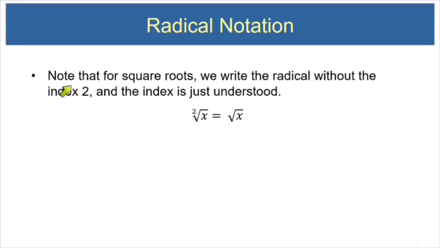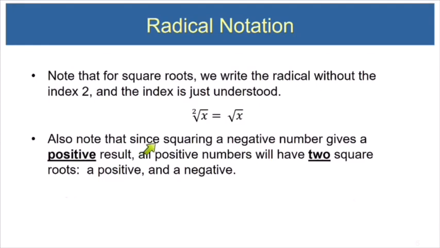Now, I do want you to note that for square roots, we just write the radical without the index 2, and we just understand that the index is 2, because square roots, I guess, are the most common. So instead of bothering to write the 2 every time, if you see a radical that does not have an index, it's just understood to be 2.